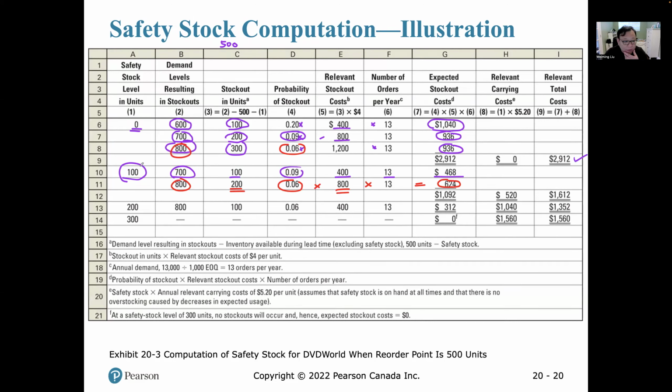So that scenario, for the 100 safety stock scenario, the cost will be, adding these two up, 1092, right? 1092. But in this case, you are carrying this 100 stock all the time, right? And the cost is 5.2 for each. So 100 times 5.2. So that's the 520. So when you add them up, you have 1612.